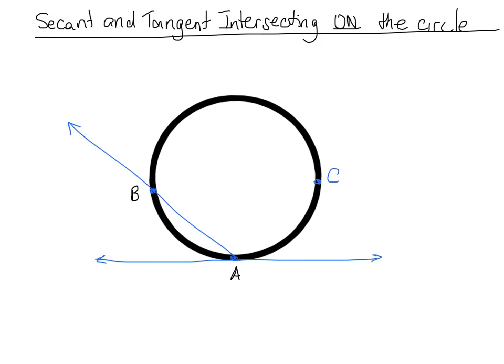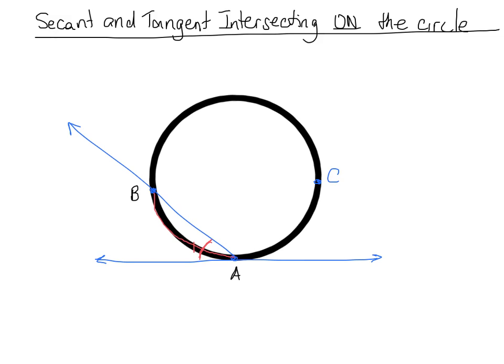Okay, so here we have a secant and it's intersecting with a tangent line. If the secant intersects the tangent line on the circle as shown, then the angle that is created, in this case let's look at this angle here, let's call this angle 1, is going to be half of the intercepted arc. So angle 1 is going to be half of this arc here.